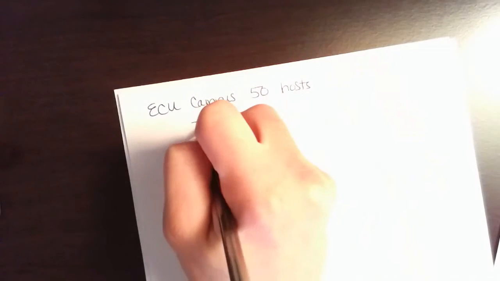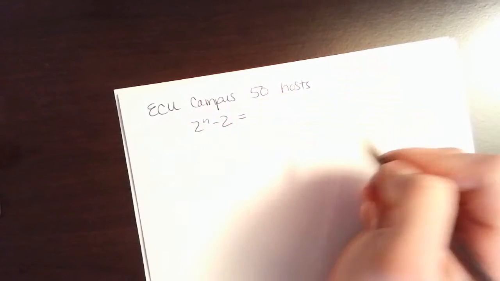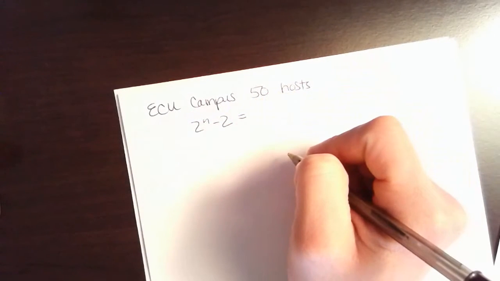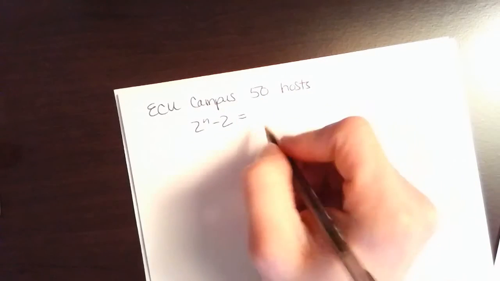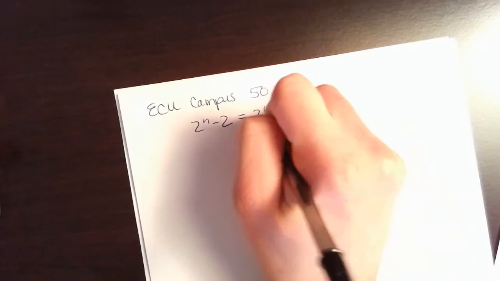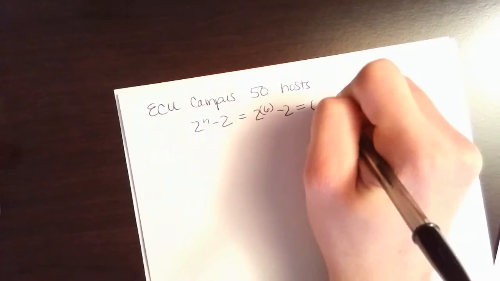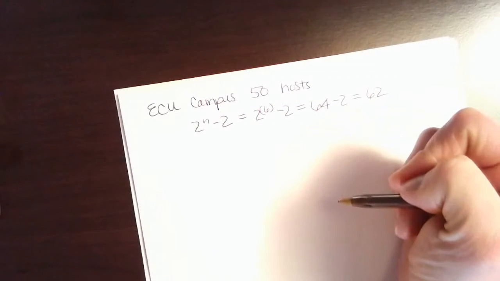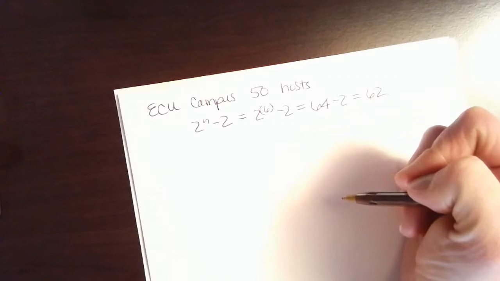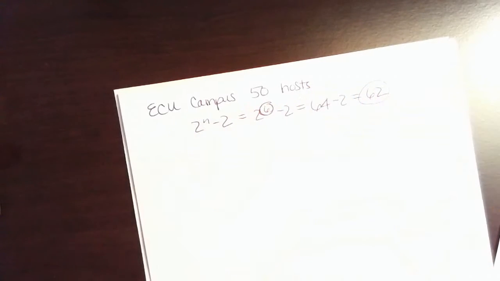Start with our formula, 2 to the n minus 2. So what do we need to substitute for n? Well, 2 to the 6 is 64, minus 2. So 2 to the 6 minus 2. Okay, it's 64 minus 2 equals 62. All right, that's good. If we did 2 to the 5, that would only have been 32, so that's not enough. Okay, so we're good with the 6 there.